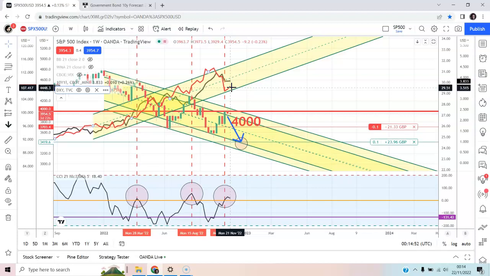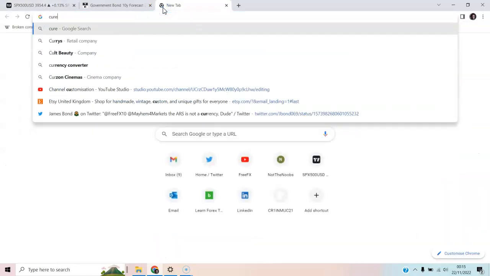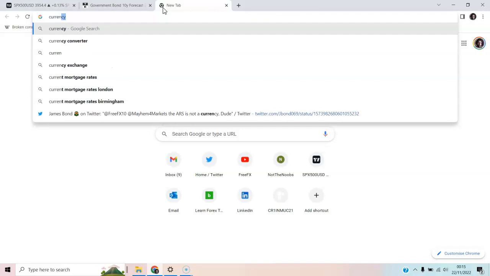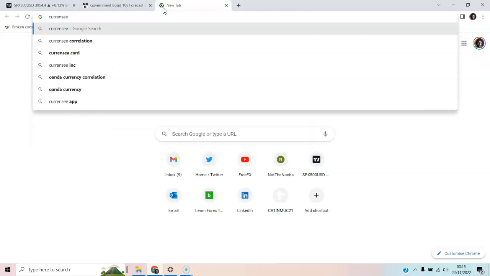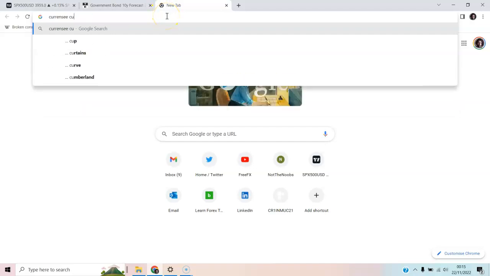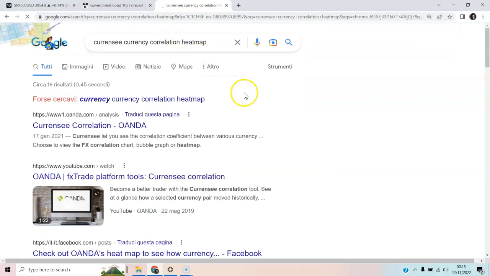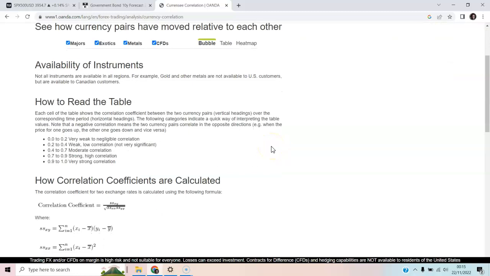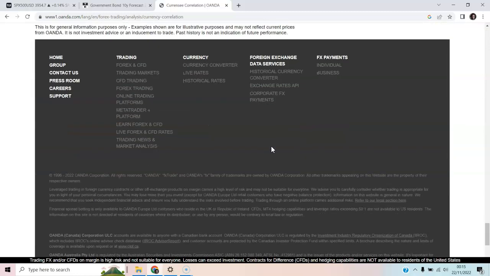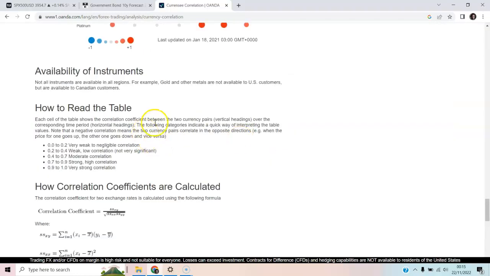There used to be something called a Currensee heat map. Currensee, I think, was bought over by Oanda, if I remember correctly. So, currency correlation heat map, but I don't think it's there anymore. It's been a while. Let me try and see if it's still there. No, I think that's just, oh yes it is.